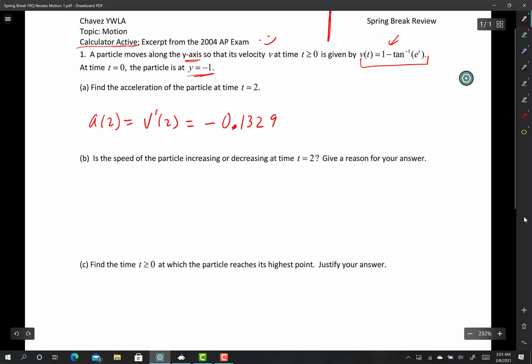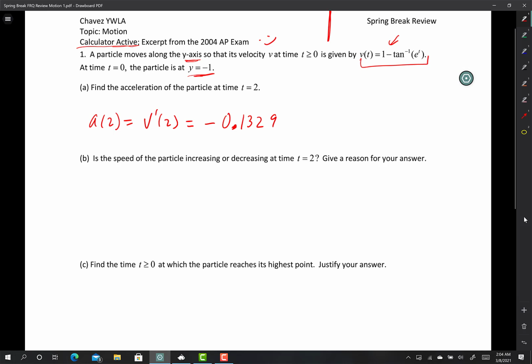Is the speed of the particle increasing or decreasing at t equals 2? Give a reason for your answer. There are two ways to do this. One is to look at the velocity graph and see if I'm moving away from the x-axis at t equals 2. I don't know if that's going to be enough justification. If you literally write that I'm moving away from the x-axis, so the particle is speeding up.